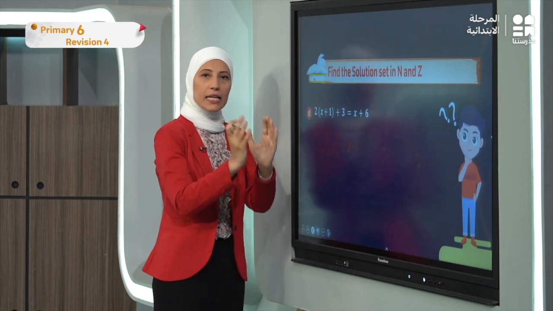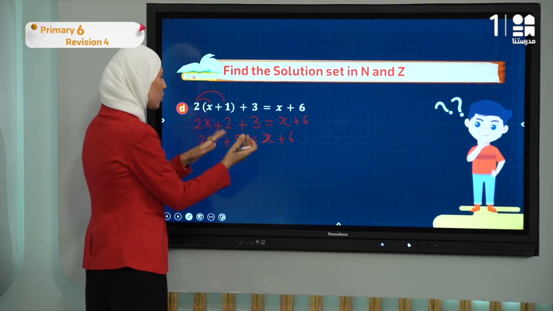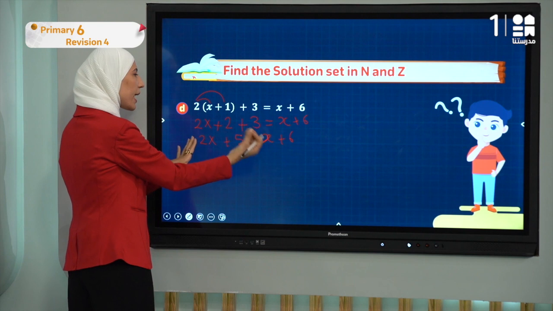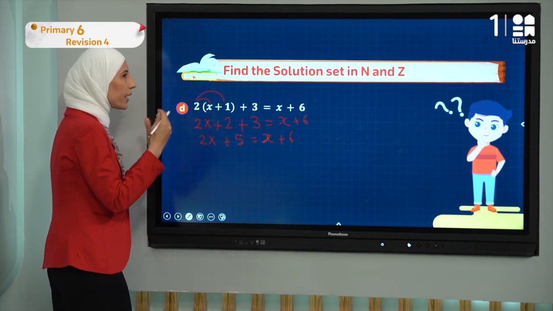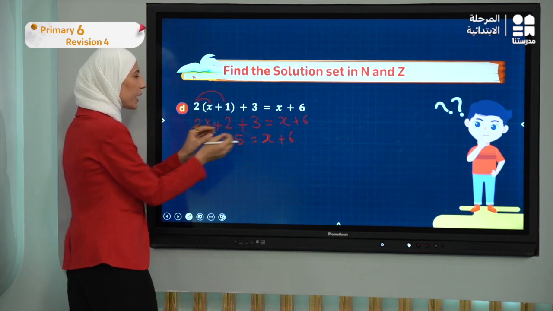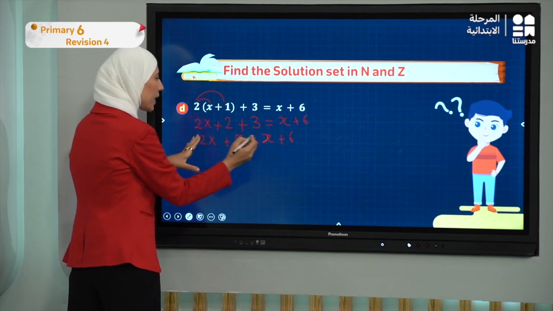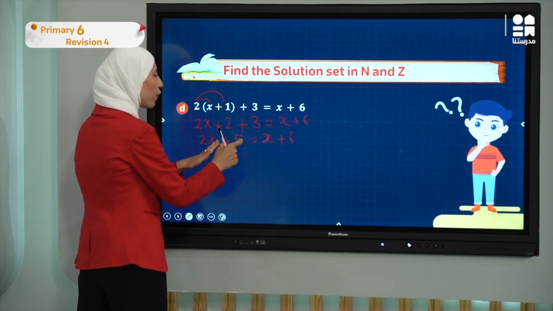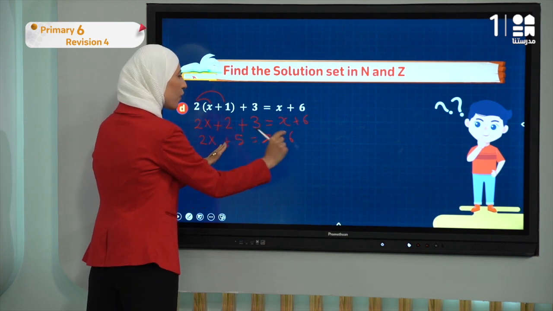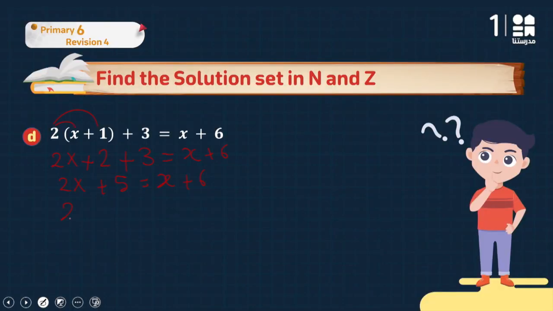I want to put all the x's on one side and all the numbers on another side. So I'm going to move the smaller x, the single x, to the next side. To simplify it, we make it minus x. Okay? And the 5, I'm going to make it minus 5 on both sides. So I'm going to write 2x minus x.